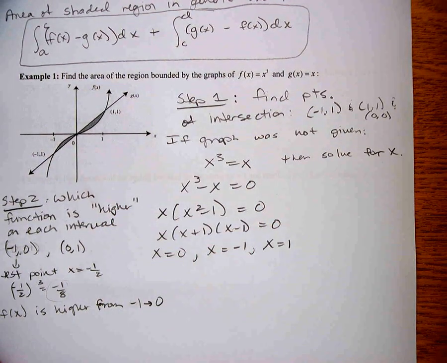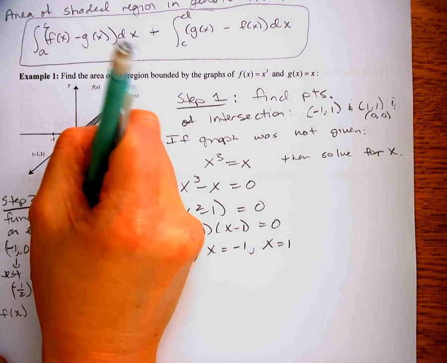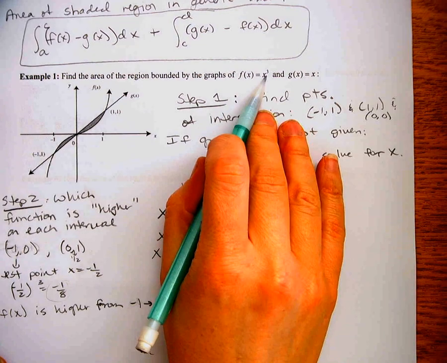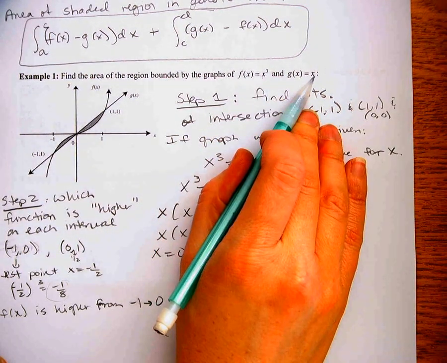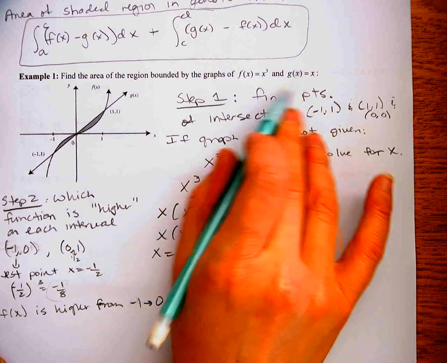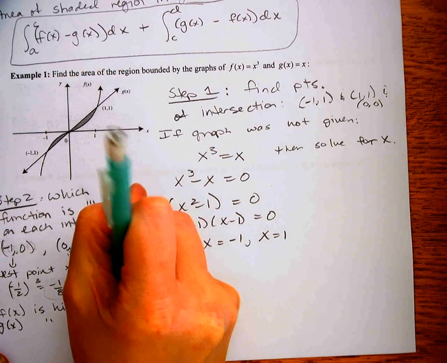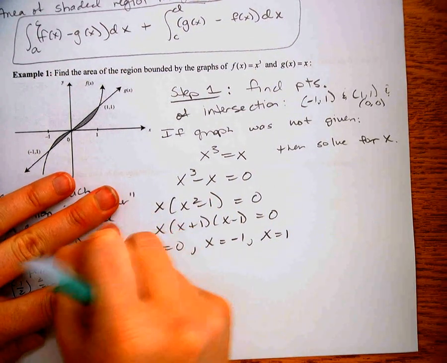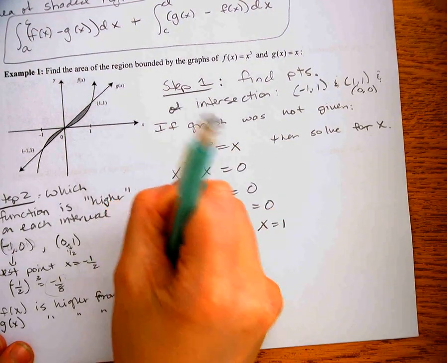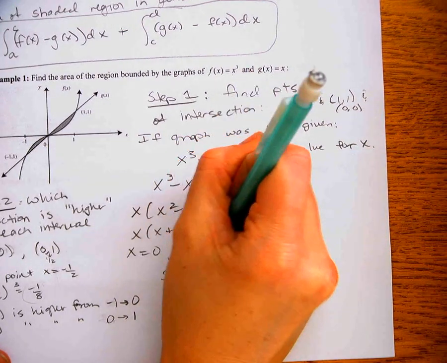And in similar fashion for this interval, I could test +1/2 and plug it in. I'd get +1/8 and +1/2, and +1/2 is bigger than +1/8. So g of x would be higher from 0 to 1. So then step 3 would be to set up the integrals.